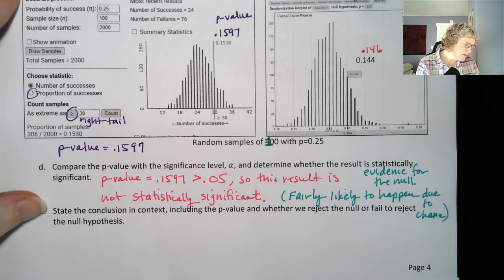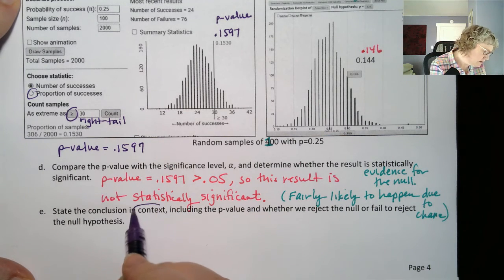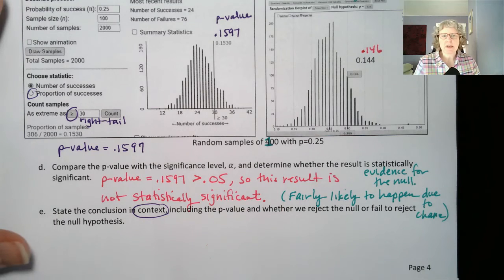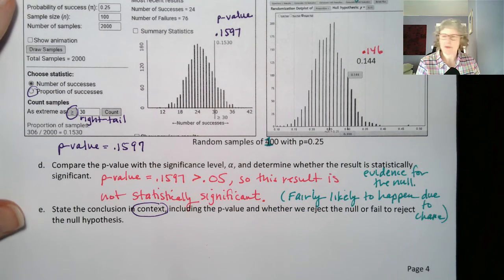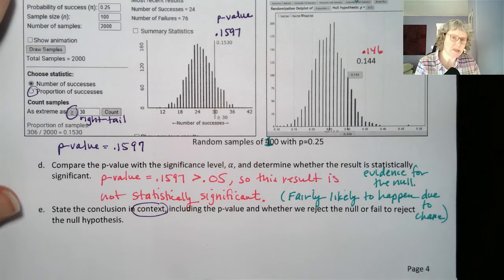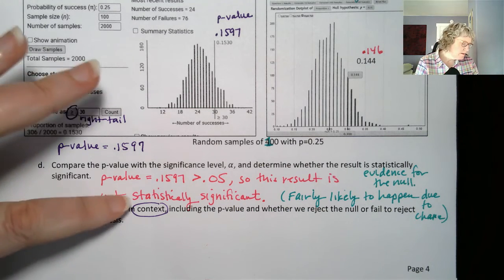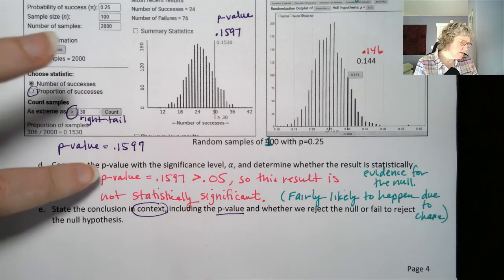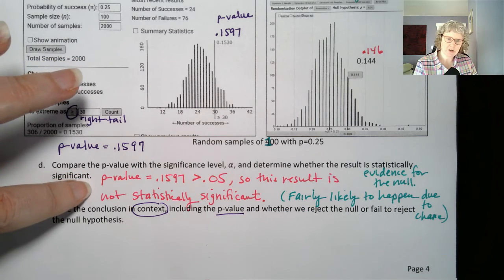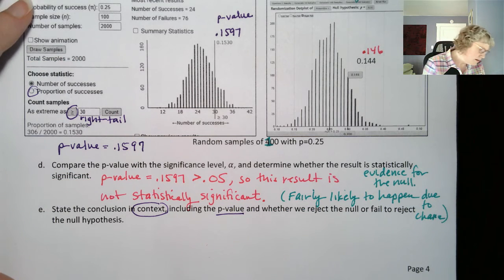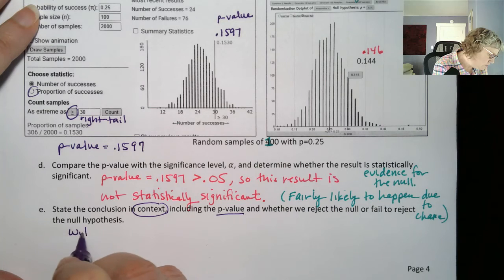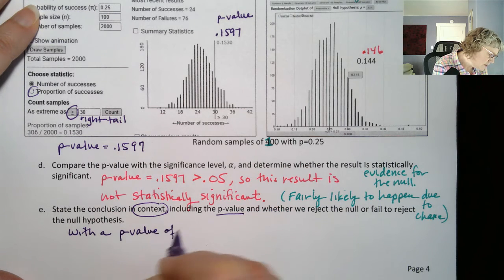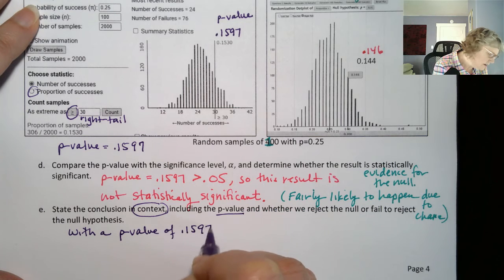Okay, so we're always going to state our conclusion in context. We can never make assumptions that anyone knows what rejecting the null or failing to reject the null means, so we need to write it out in the context of the question. And we're also going to include the p-value, okay? So I actually kind of wrote part of my conclusion up here already, so I'm going to repeat that part with a p-value of 0.1597.